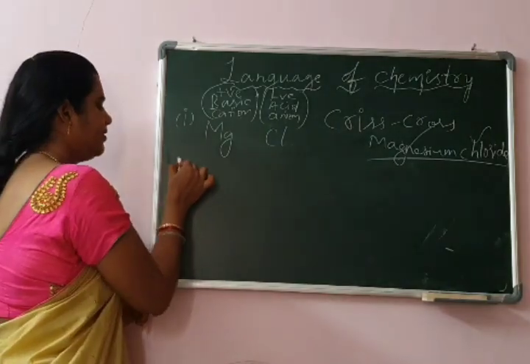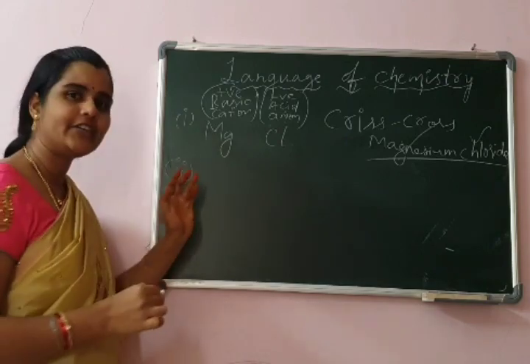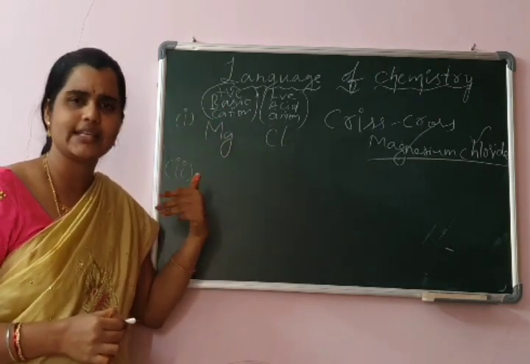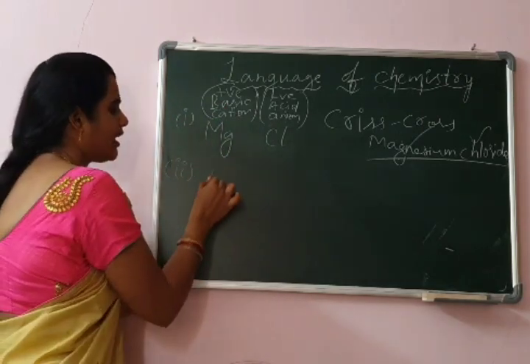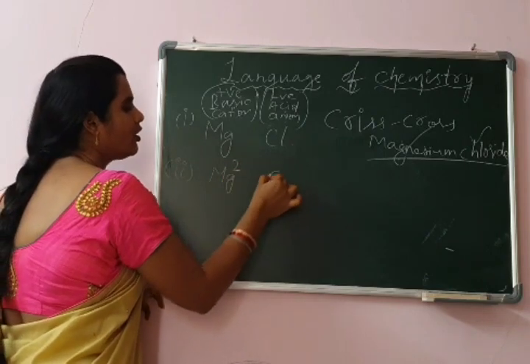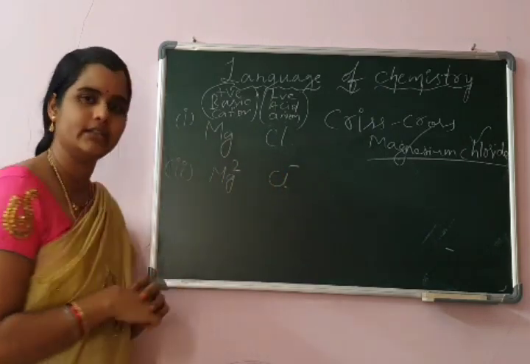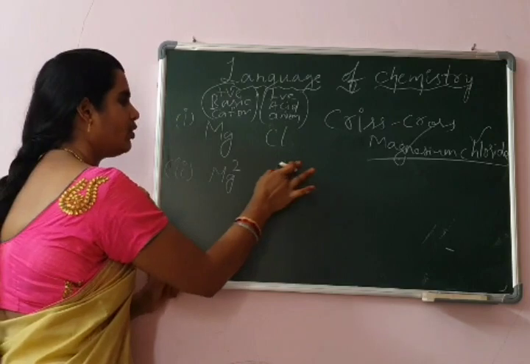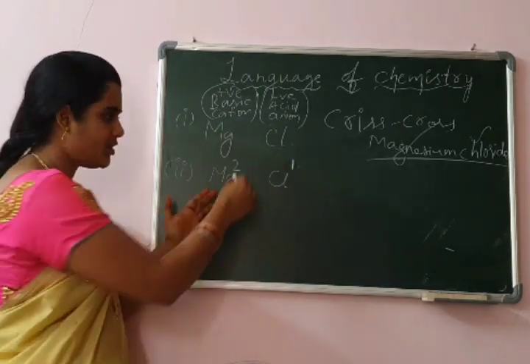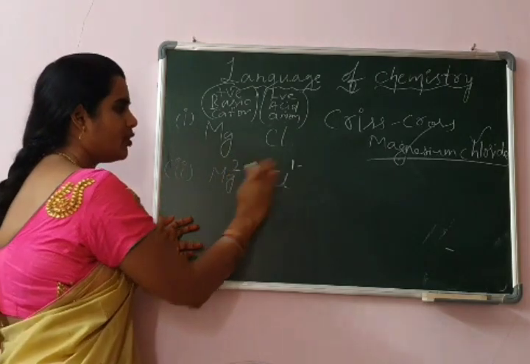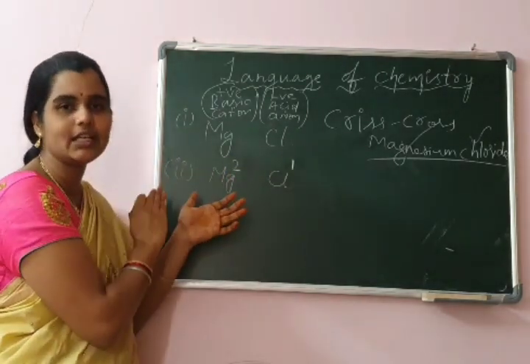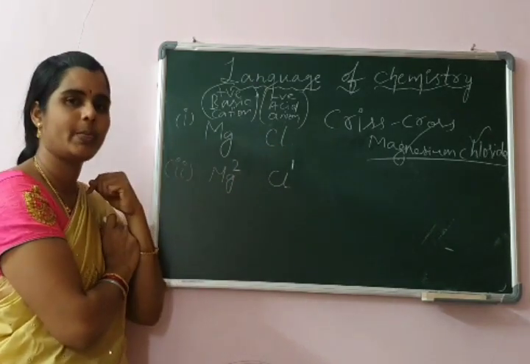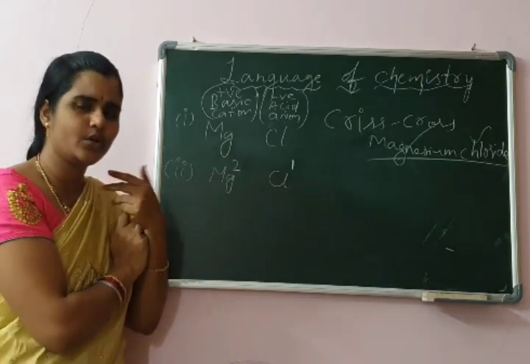What is the second step? After writing the symbols side by side, you have to write their oxidation states, which are nothing but valencies. Magnesium has the valency 2, chlorine has the valency -1. So magnesium 2, chlorine 1. You forget about the charges, Mg2+ and Cl-1. You ignore the charges and write only the valencies. So Mg valency is 2, chlorine valency is 1. For magnesium chloride you don't have any problem.